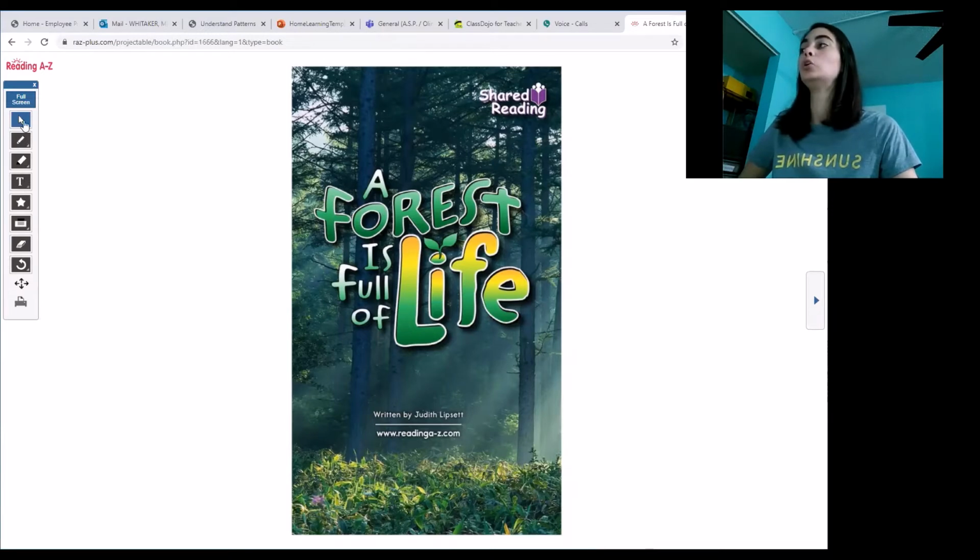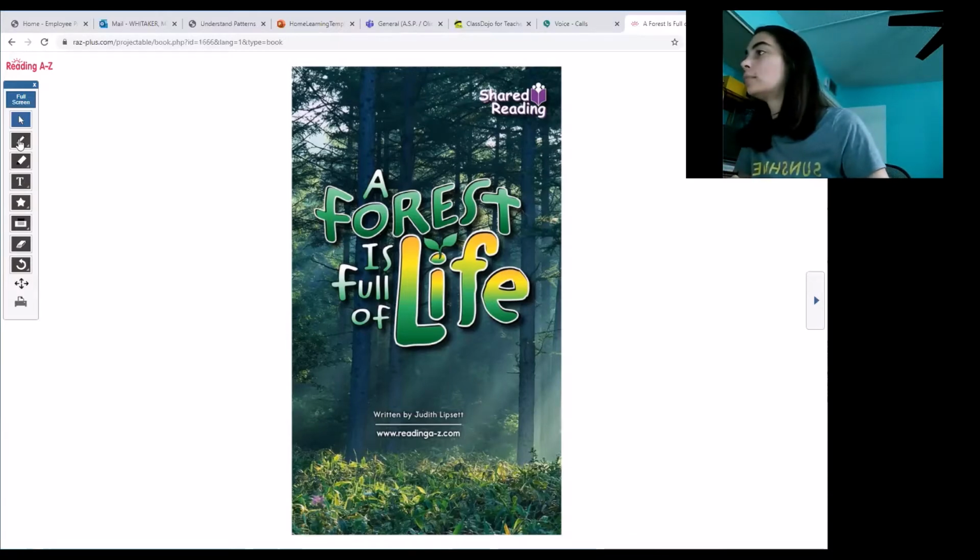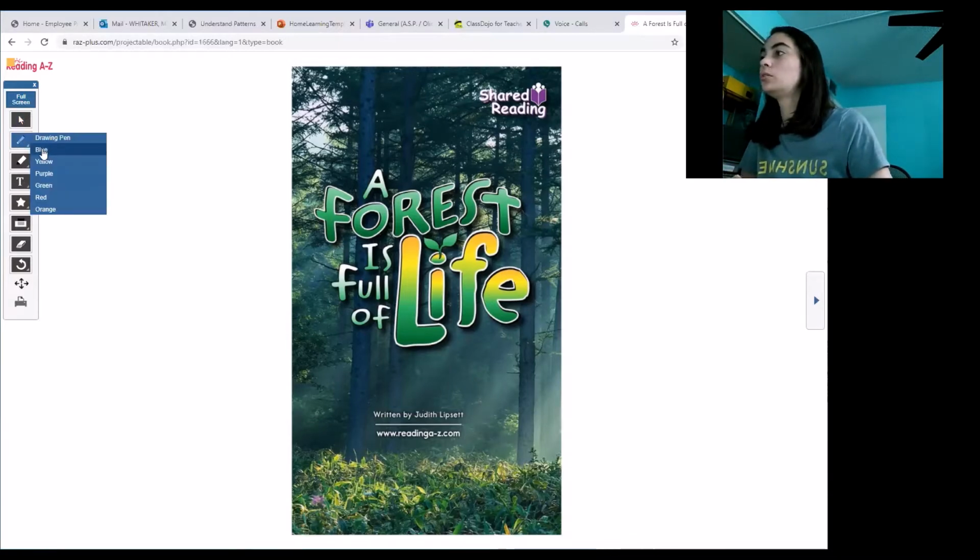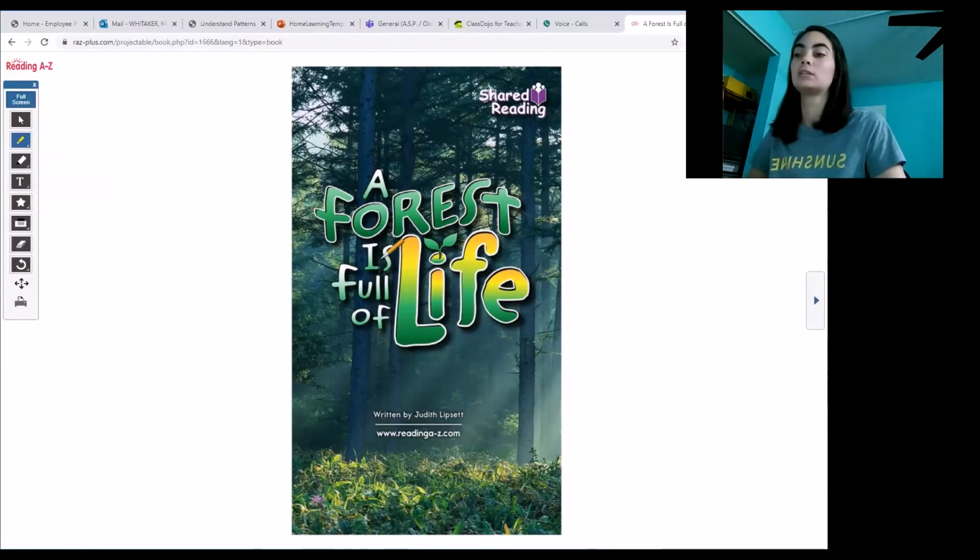So remember your box of things that you can write on the book with is up on the top. Mine's on the side. So you gotta find yours and do it how you need to do it. So we're gonna underline the title and we're gonna circle the author. So I'm gonna get the pen tool and I'm gonna do, let's do yellow, and I'm gonna underline the title.